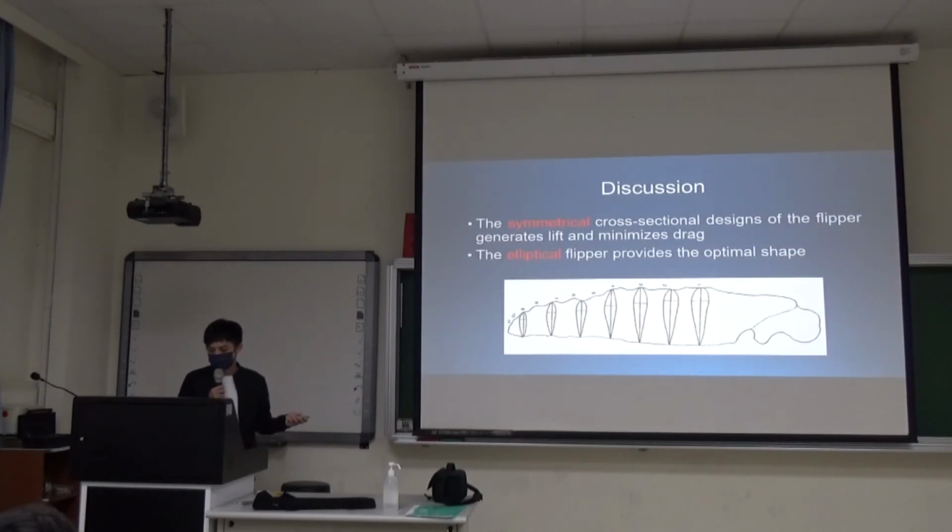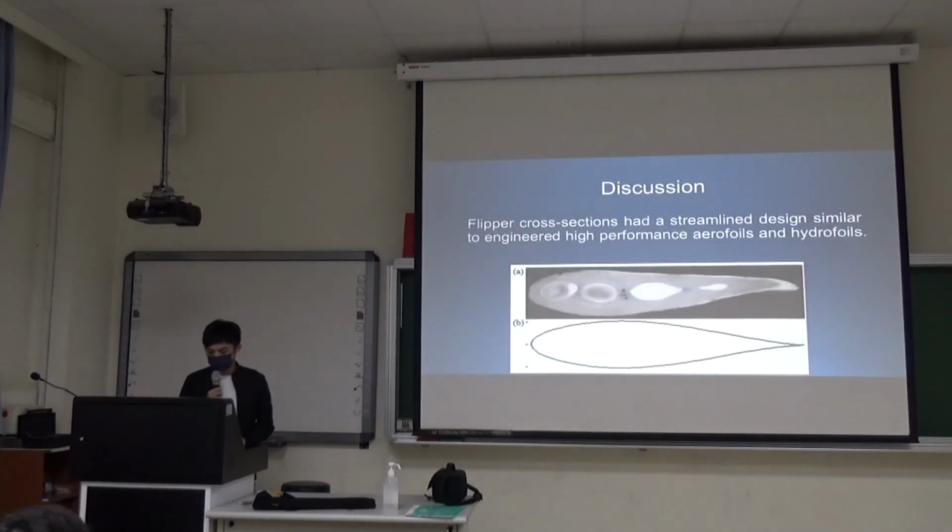The symmetrical cross-sectional design of the flipper generates lift and minimizes drag. And the elliptical flipper provides the optimal shape for uniform distribution of lift over the span, minimizing induced drag. The flipper cross section has a streamlined design similar to engineered high-performance hydrofoils. And this is the shape of the hydrofoils.